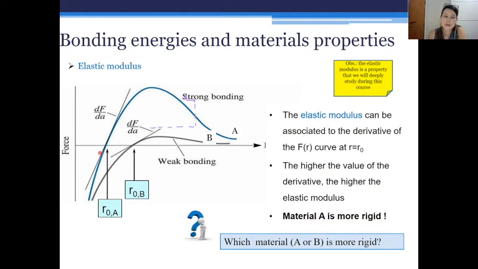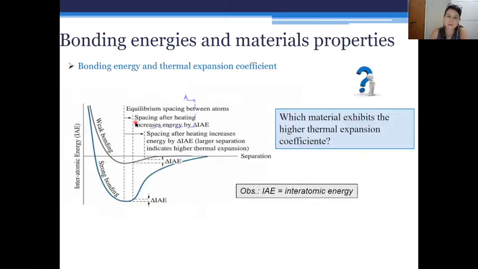So basically, we should have a look at the derivative of the curve of material A and the derivative of the curve of material B when these curves cross the x axis. And in this case, we saw that the slope of this derivative is higher in the case of material A than in the case of material B. So that means that material A is more rigid than material B. Okay, so we have a direct relationship between the energy well and the rigidity of the material, or the elastic modulus. Okay, and now I will remove it.